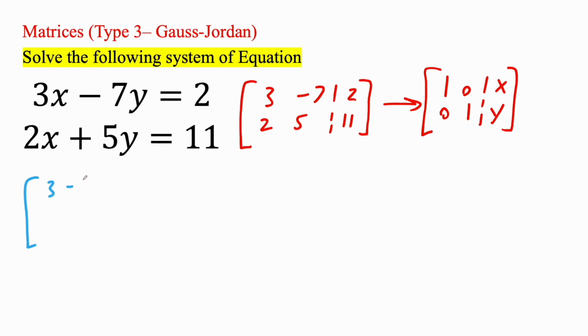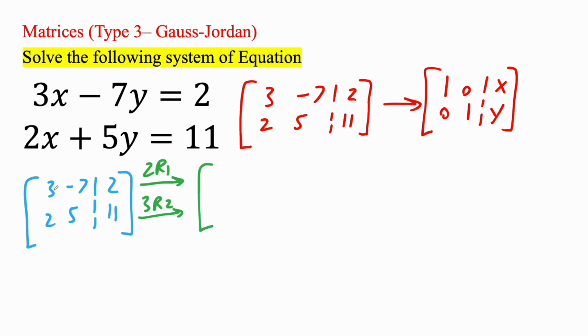Let's rewrite this. So we have 3, -7, 2, 5, dash, dash, dash, 2, 11. And what I'm going to do just to get started, I'm going to multiply this entire row by 2. So I'm going to say 2r1. This row, I'm going to multiply by 3. 3r2. And in doing so, I'm going to get 3 times 2 is 6. -7 times 2 is -14. Dash, dash, dash. 2 times 2 is 4. Likewise, 2 times 3 is 6. 5 times 3 is 15. And 11 times 3 is 33. And the reason we can do this is that we're multiplying the entire row by 2 and the entire row by 3, both the left and the right of the equal sign.